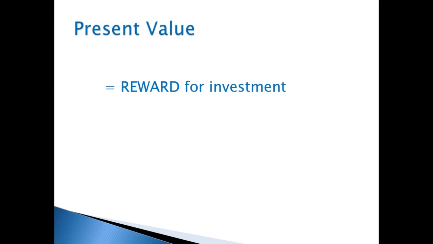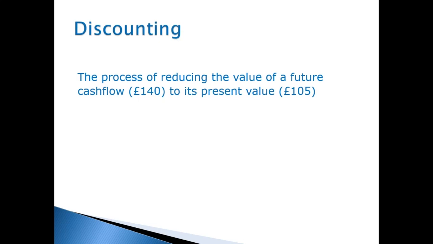So what present value is measuring is the reward for the investment. The process where we reduce the value of the £140 in year 3 to the £105 now, the present value, is called discounting, or discounted cash flow. Right. Most managers and entrepreneurs wouldn't necessarily do these calculations. They would quite happily do the payback, but often the accountants do this. But it can be done.